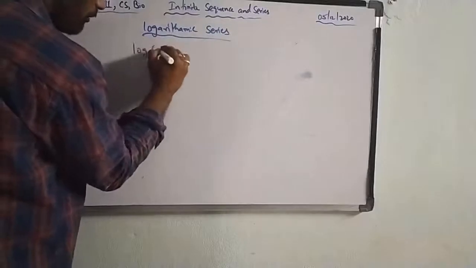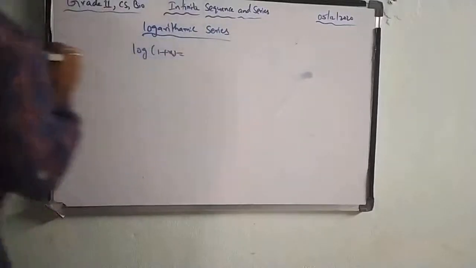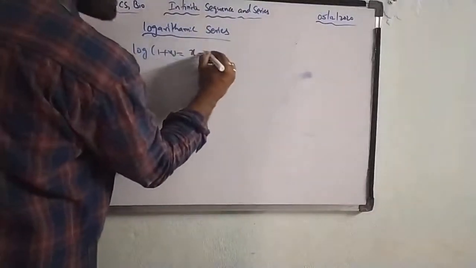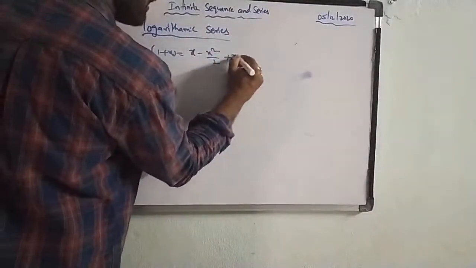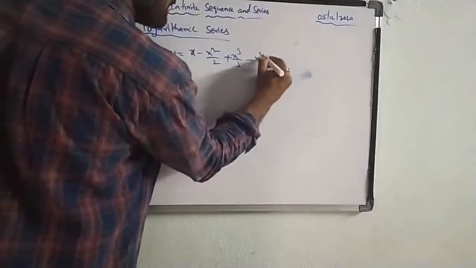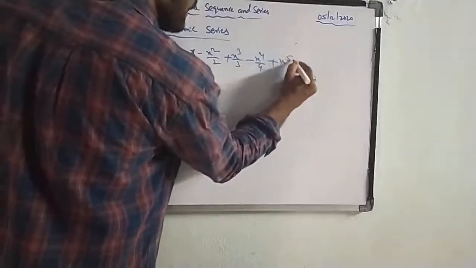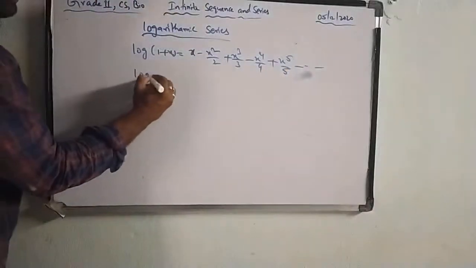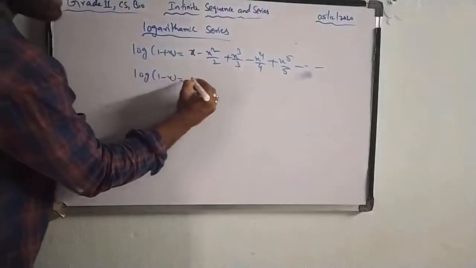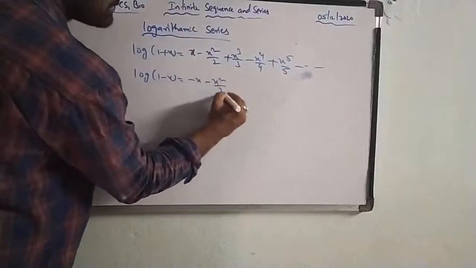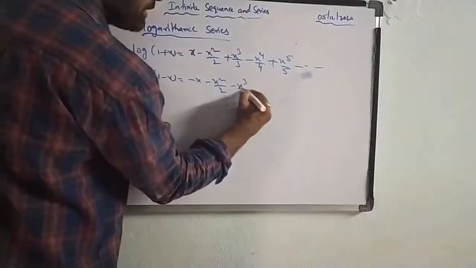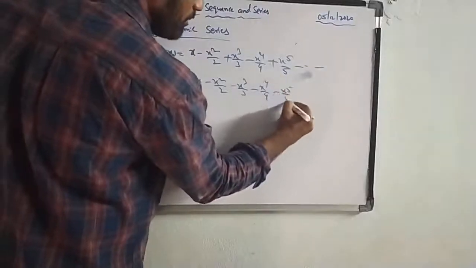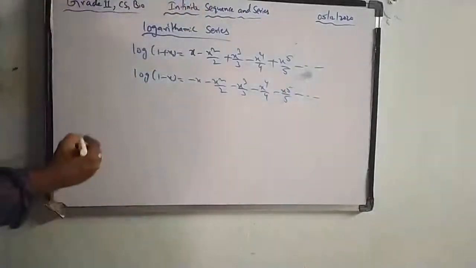So logarithm of 1 plus x is given as x minus x square by 2 plus x cube by 3 minus x power 4 by 4 plus x power 5 by 5 minus and so on. Similarly, we can give log of 1 minus x as minus x square by 2 minus x cube by 3 minus x power 4 by 4.